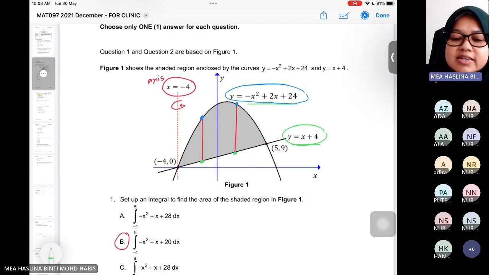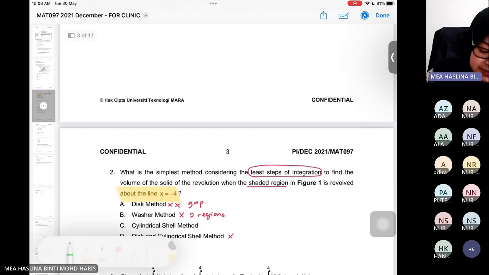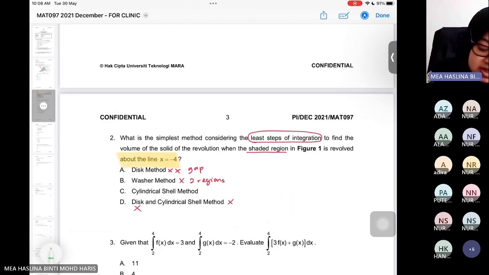1 region only. Okay, good, Anis. So when it is 1 region only, that means that is the least step of integration. So the best answer would be C. That's why, if you look at the given final answer, it is C.